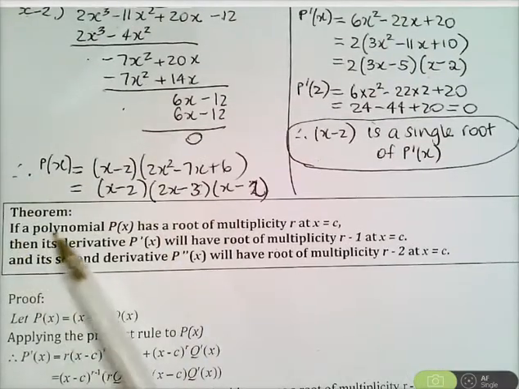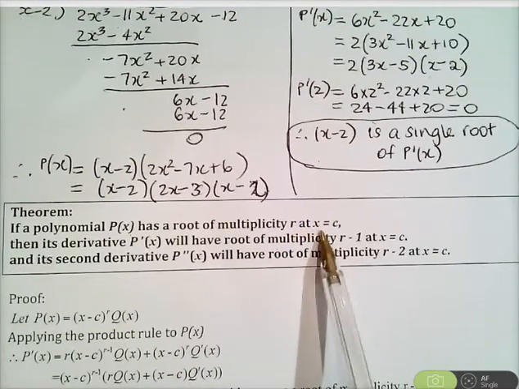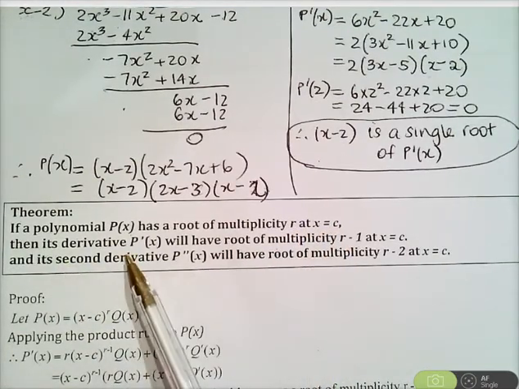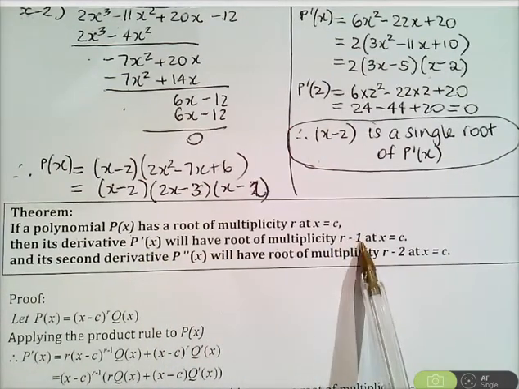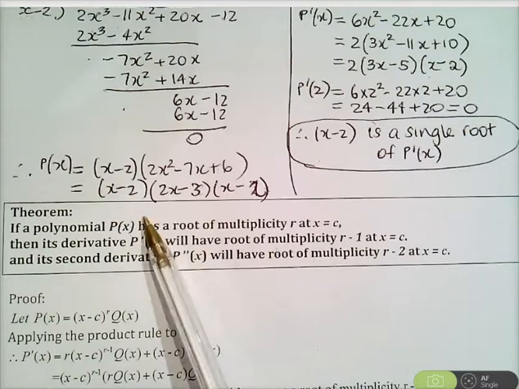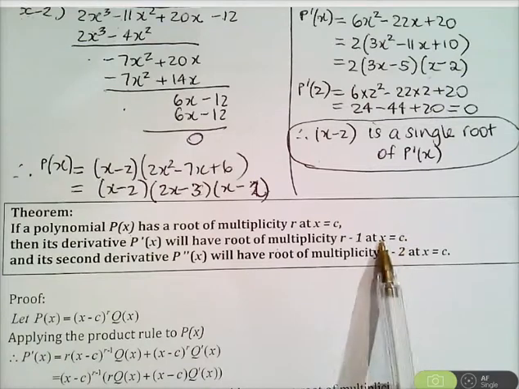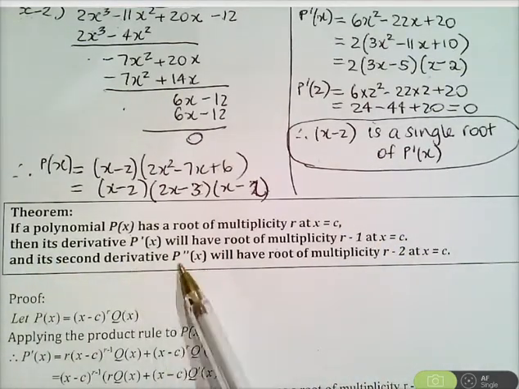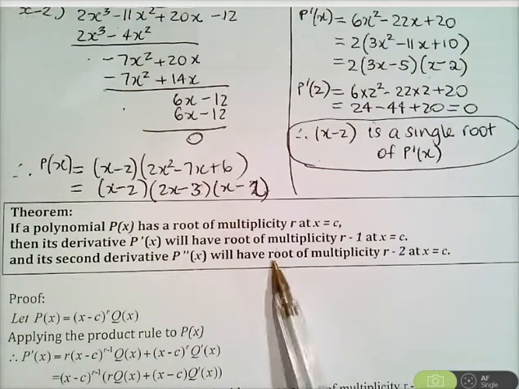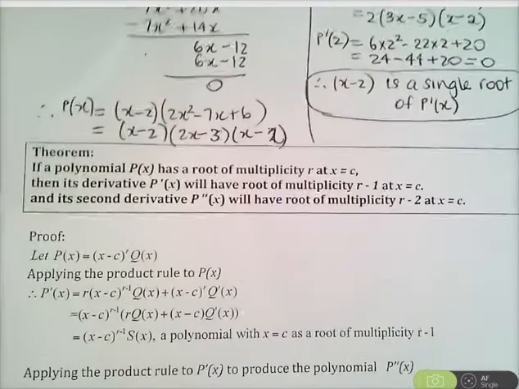The theorem is, if a polynomial p of x has a root of multiplicity r at x equals c, then its derivative, p dash x, will have a root of multiplicity r minus 1. So the multiplicity of the root will be 1 less than what it was for the original polynomial at that same position of x equals c. Taking this one step further, the second derivative, p double dash x, will have a root of multiplicity r minus 2 at x equals c. Okay, so that's the multiple roots theorem.